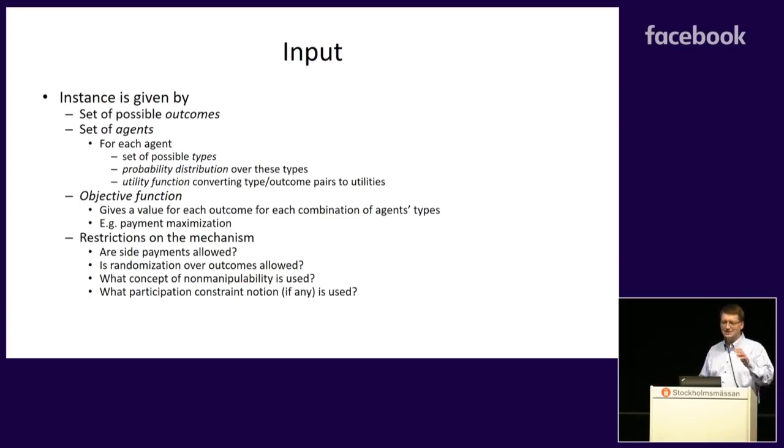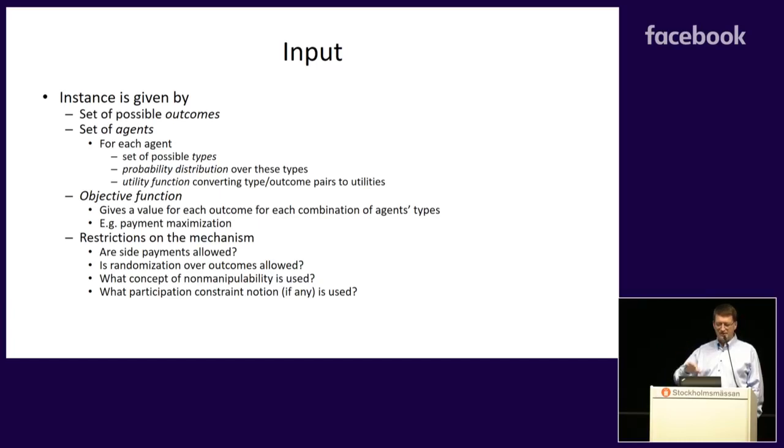So an instance of the automated mechanism design problem is given by a set of possible outcomes. These are the choices that we can choose among. And the outcomes can include allocations and payments. Then there's a set of agents. And for each agent, we have a set of possible types. The types characterize the agent's preferences.